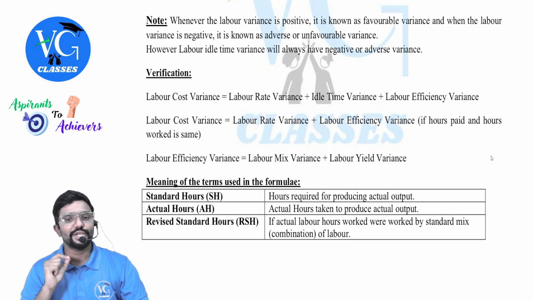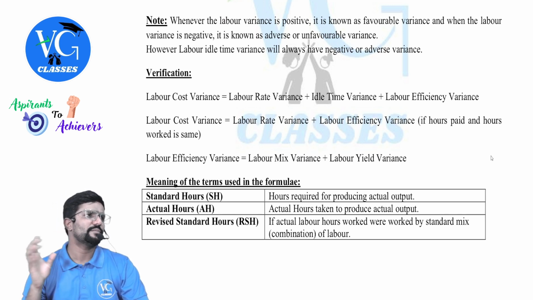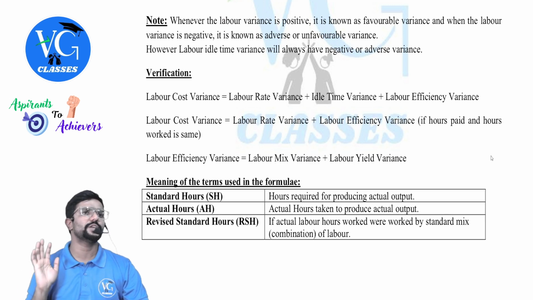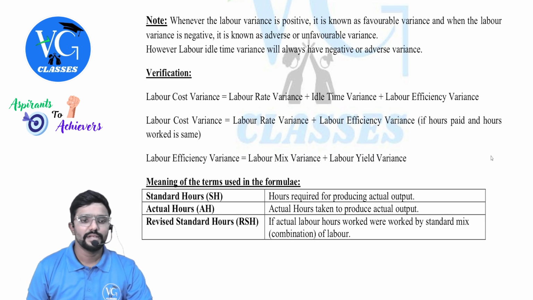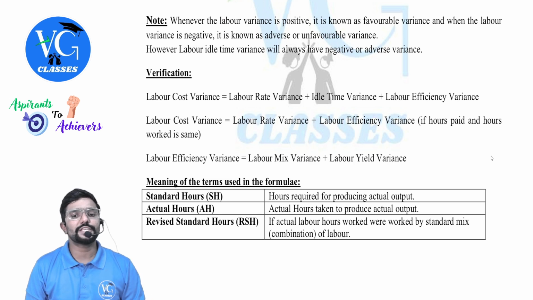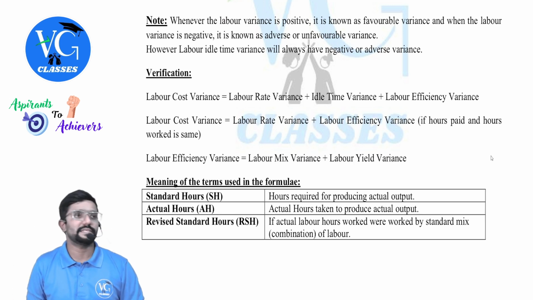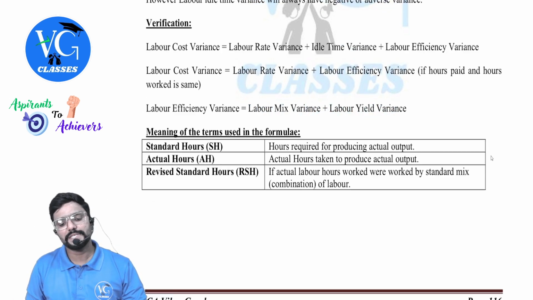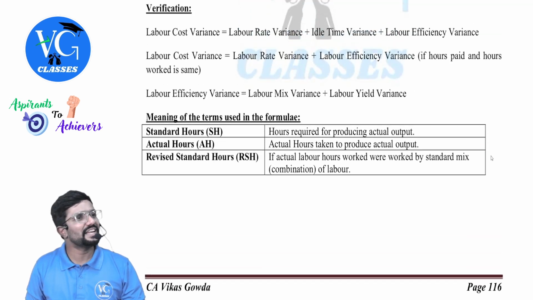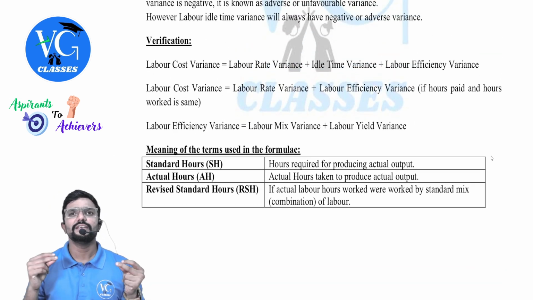Actual hours are the hours taken to produce actual output, and actual data will always be for actual output, guys. No doubt in that. Revised standard hours are the hours if actual labor worked in the standard mix, that is, in the standard hours ratio. Yes, guys, this is all about labor. Is it easy?